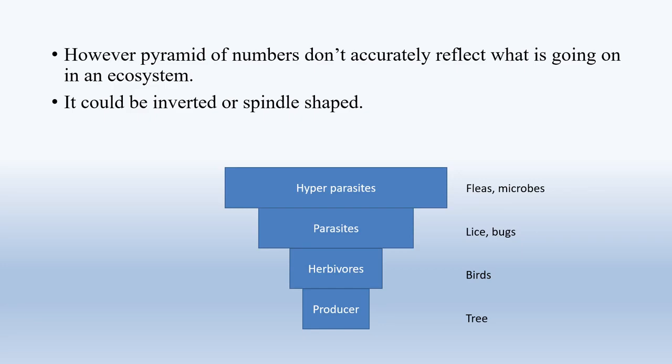It could even be spindle shaped in a tree ecosystem where the herbivores are fed on by carnivorous birds. For example, a parrot is being eaten by an eagle. In that case, it will be spindle shaped and not inverted.